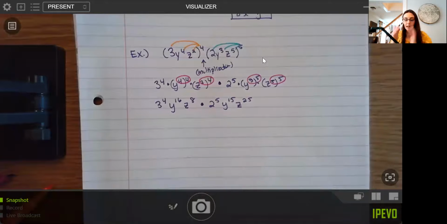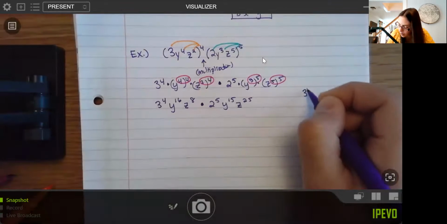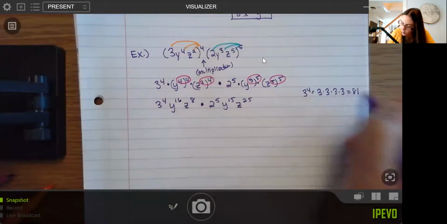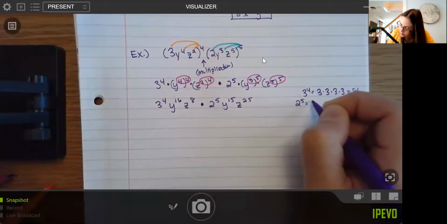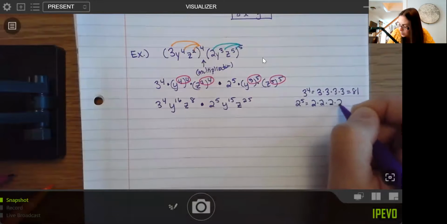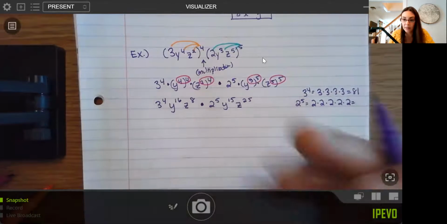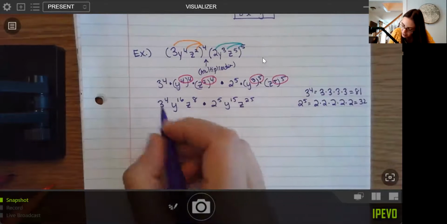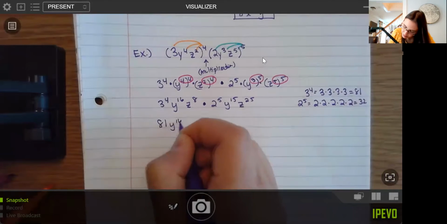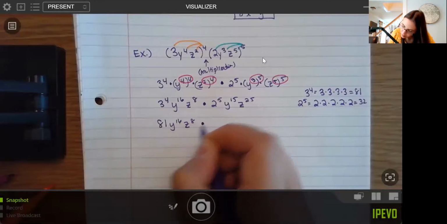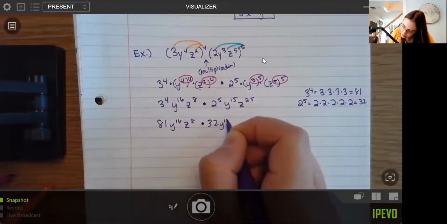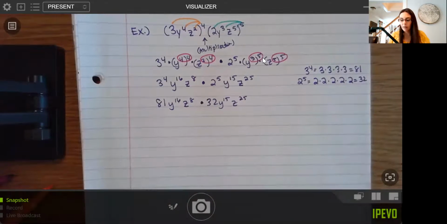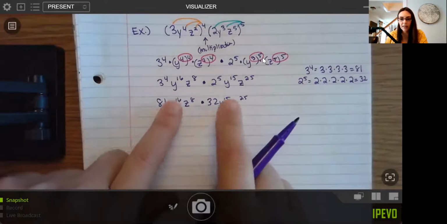All right, I'm going to keep simplifying a little bit. Now, 3 to the 4th, that's one that you probably should know, but it's 3 times 3 times 3 times 3. And if you multiply it out, you get 81. And 2 to the 5th is another one. 2 times 2 times 2 times 2 times 2. Even though it's a lot of 2's, it stays relatively small. So you end up with 32 here. So this becomes 81 y to the 16th, z to the 8th, times 32 y to the 15th, z to the 25th. Now, I'm not quite done yet because I still have a lot of stuff going on that can be combined, right? I see y's here and z's here.